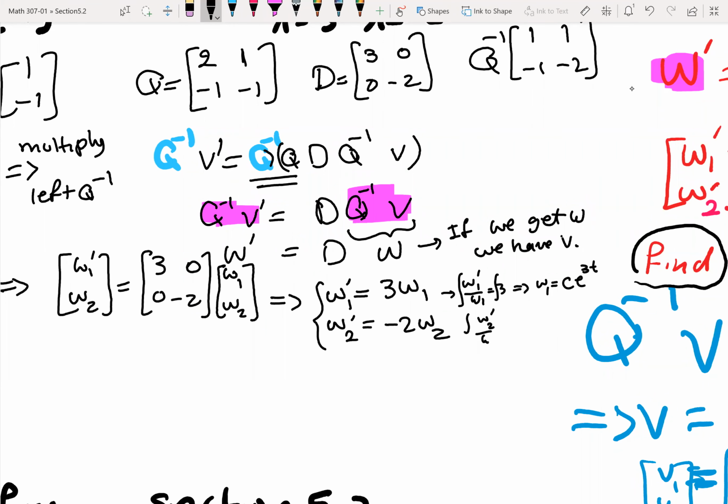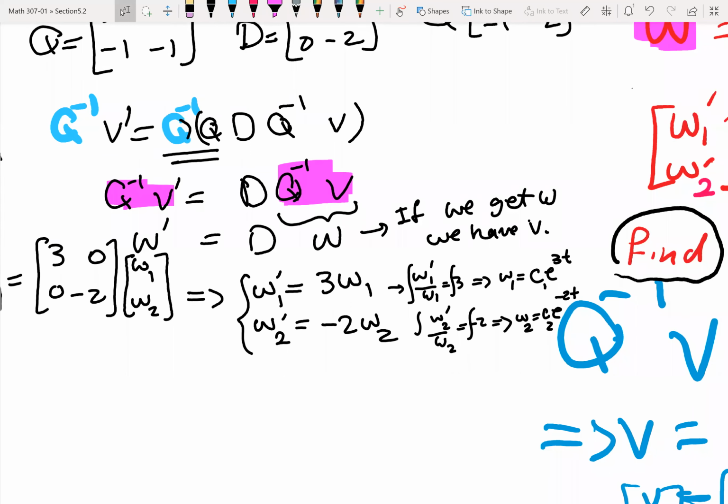W2 prime divided by W2 equals negative 2. If you integrate both sides, W2 is some constant. So I will call this one C1, and this is C2 e to the negative 2t. Is it fine? One more time, if I integrate both sides, that's natural log equals 3t. So then you have to exponentiate both sides. Okay, so this is my W1 and W2.